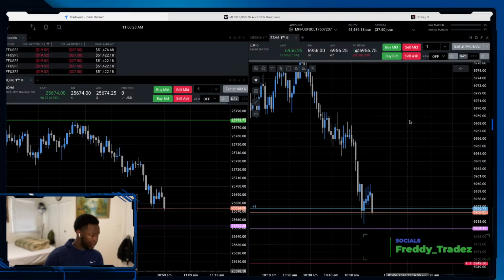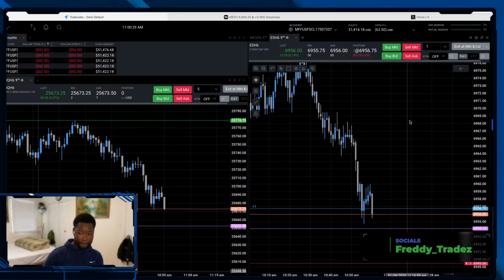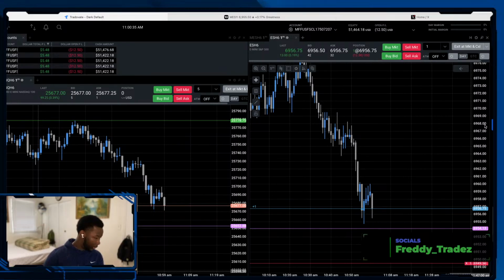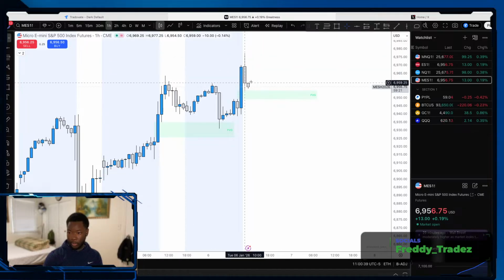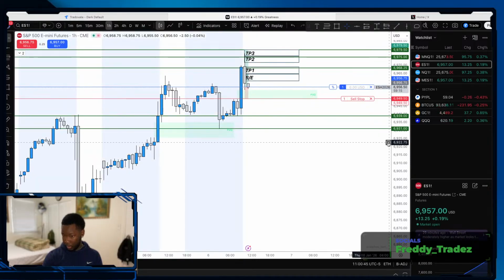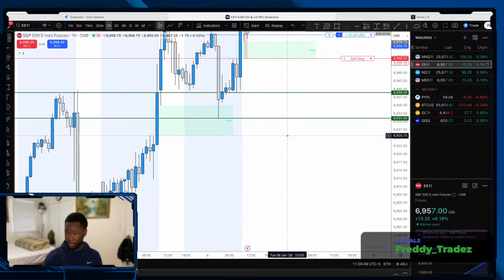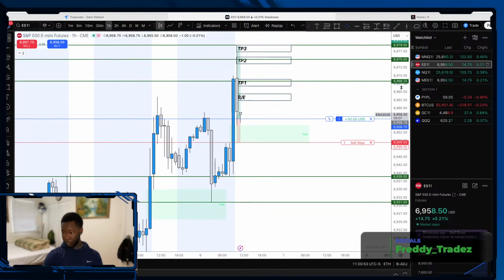Let me make sure that those accounts are connected. We're going to move down here. Okay, so new hourly opened up. Let's see how we closed on the previous hourly. Decent close, yeah. We have an hourly fair value gap here. Stops below it. Okay, so yeah, we should hold up and continue higher. Excuse me.